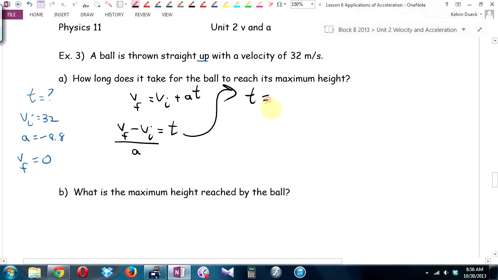T equals, now it's plug and chug. VF, 0 minus VI, 32, divided by negative 9.8. By the way, take a look at this for a second. Time, scalar or vector? Scalar, so it should be a positive answer. I was a little worried at first because I saw that negative 9.8. I thought I'm going to get a negative, but wait. The top also works out to negative, doesn't it? See it? I get a negative divided by negative, which is positive. The universe is saying, hey, I got your back.